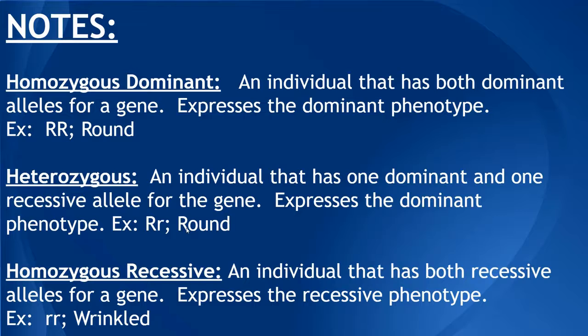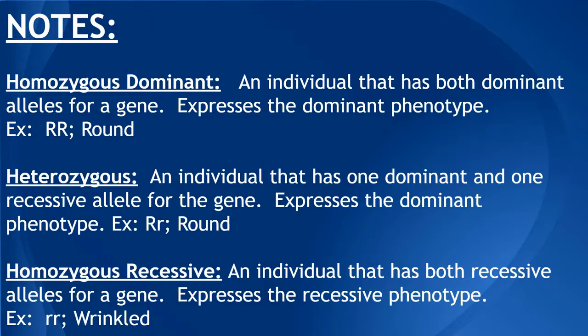Homozygous recessive is an individual that has both recessive alleles for a gene and expresses the recessive phenotype. Remember, homo means same. And what you're going to see down here is that as well. Notice how over here, once that little thing goes away, it's two little r's. Homo means same. It's the same capitalization. But now instead of it being homozygous dominant, where you're showing the two dominant alleles, the two capital letters, it's homozygous recessive, and you're showing the two lowercase alleles. And this time, it's going to be wrinkled. It's going to be the trait that is recessive because it doesn't have a dominant allele to take over and make it round.